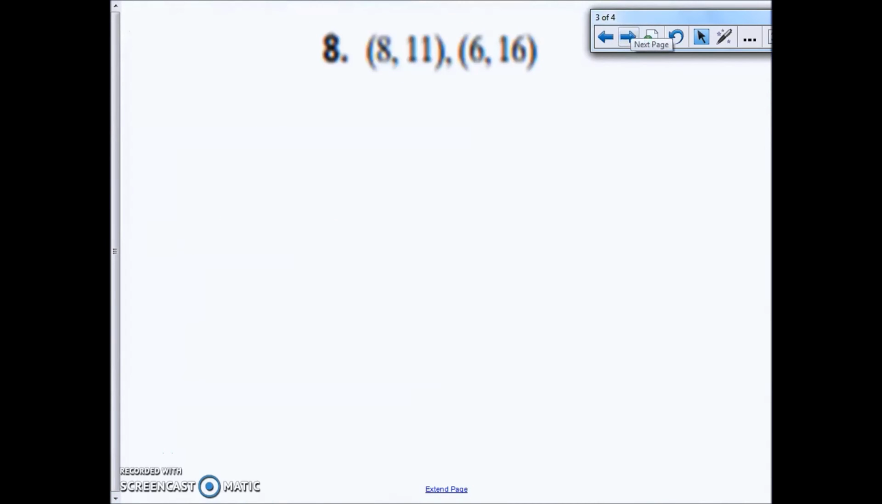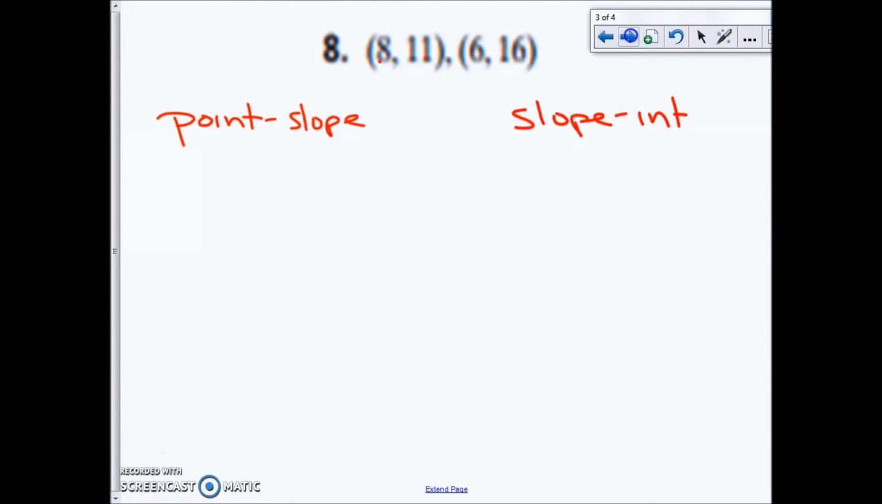So if they gave us 2 points, like here we see at number 8, (8, 11) and (6, 16), you're actually going to go through the same exact process. Think about point slope. Let's think about the two forms we know how to use to write a linear equation. Point slope, I know there's standard form, but we're going to leave that for another day. Point slope and slope intercept.